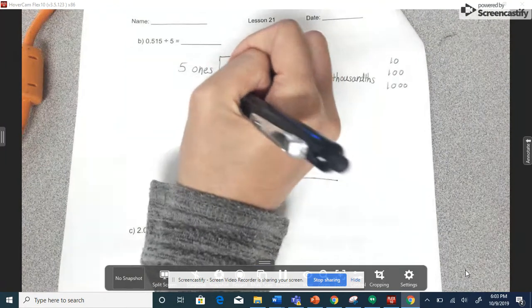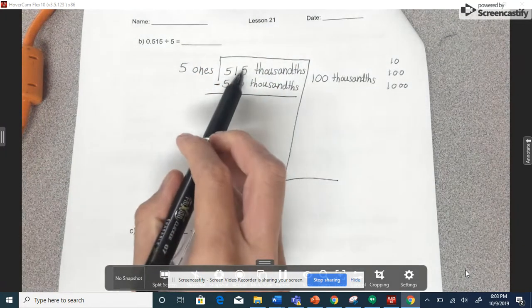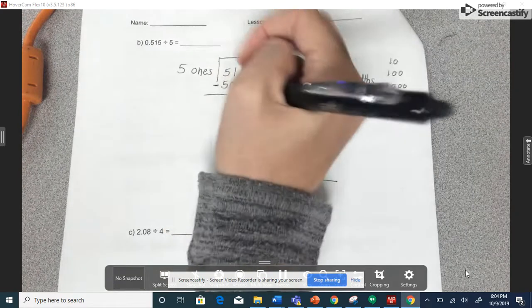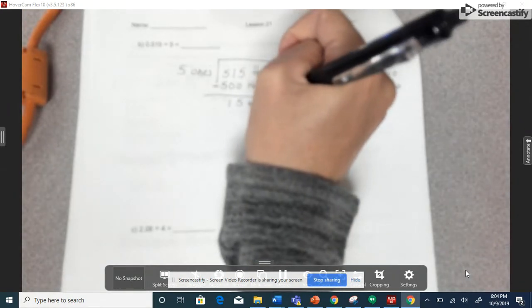Now I'm going to subtract. Start with the smallest place value. 5 minus 0 is 5. 1 minus 0 is 1. And 5 minus 5 is 0. So I don't need to put it. And we're still in the thousands place.